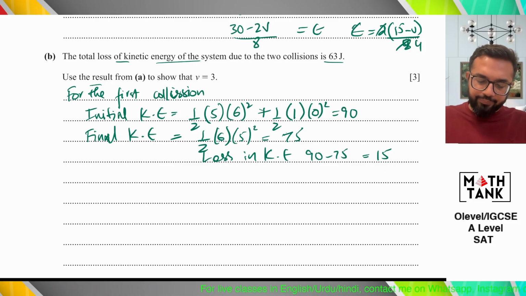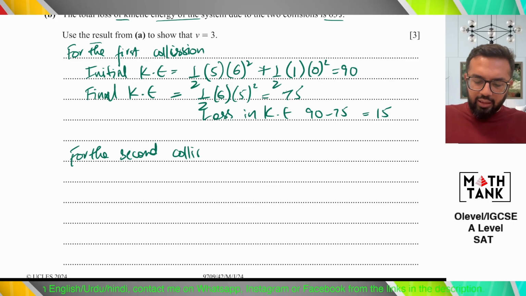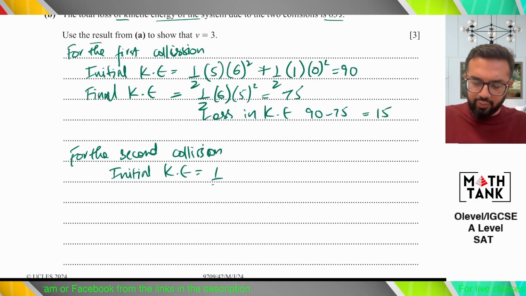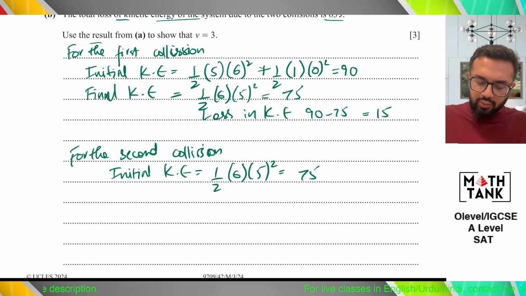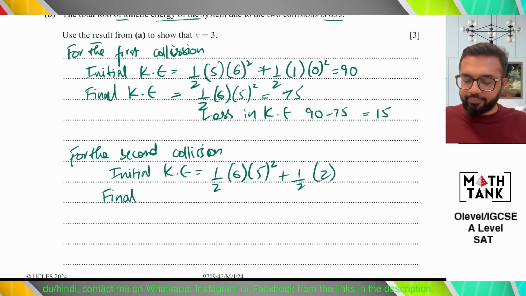Okay, then for the second collision, I now have an initial KE of half into 6 into 5 squared, 75. And then I have a final KE, and then there was the other particle as well. So it also had a speed, which was half into m into v squared.